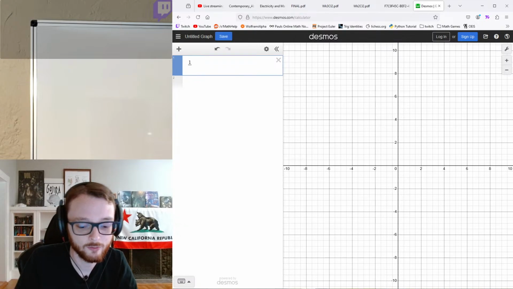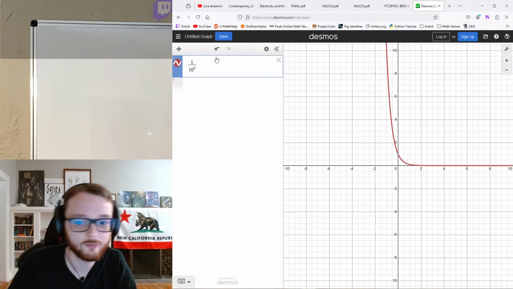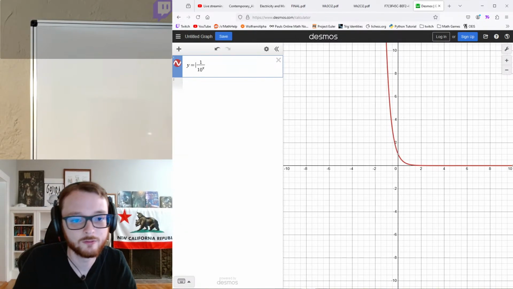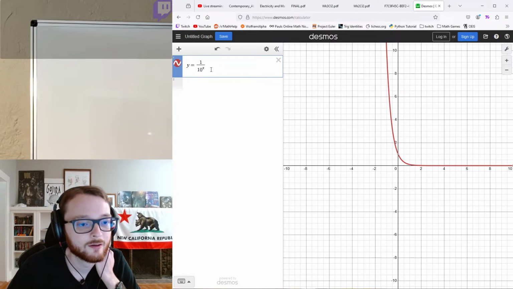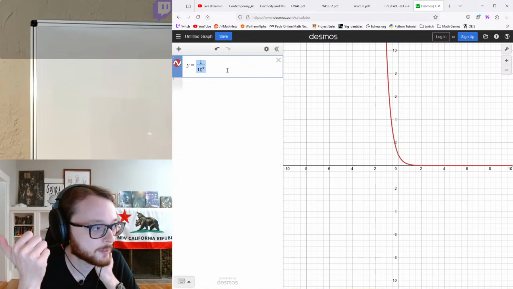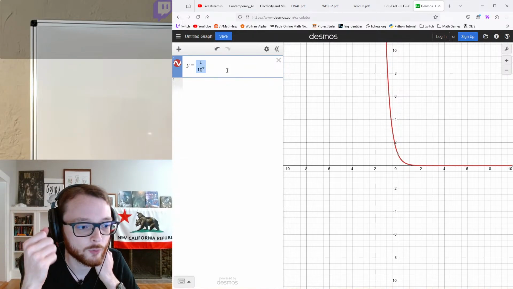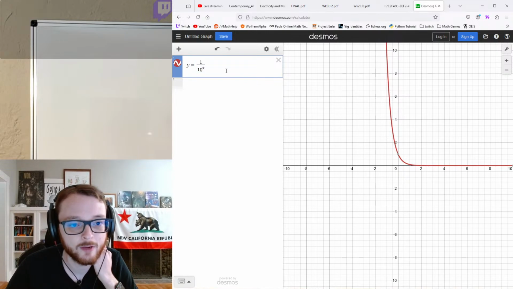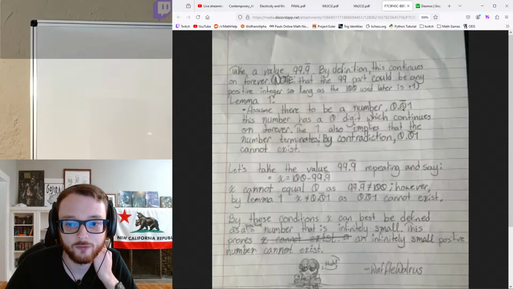If we have 1 over 10 to the x, just like an exponential function, y equals that, this thing here is going to be, if x equals 1, we get 0.1. If x equals 2, we get 0.01. If x equals 3, we get 0.001. So this is like the fractional version of this idea of always sticking a 0 inside of there.